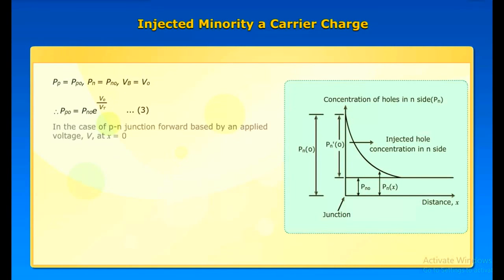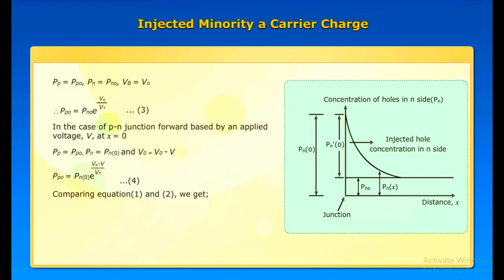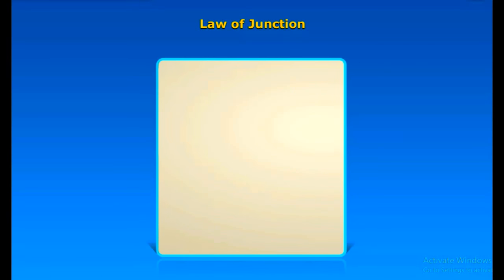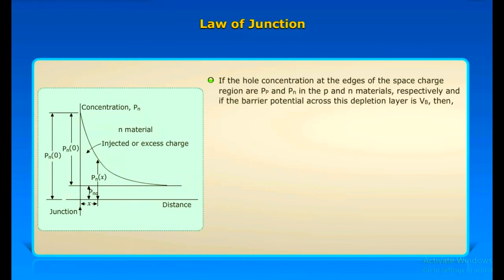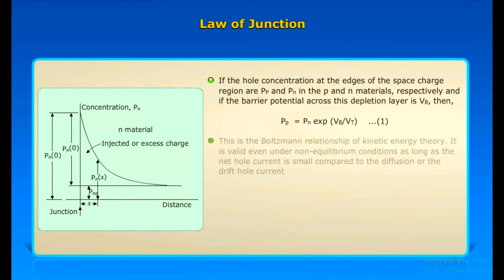According to the Boltzmann relationship of kinetic gas theory, in the case of an open-circuited p-n junction, it is given as, in the case of a p-n junction forward biased by an applied voltage V at x equal to 0. Comparing equations 1 and 2, we get, this boundary condition is the law of the junction. If the hole concentrations at the edges of the space charge region are Pp and Pn in the P and N materials respectively, and if the barrier potential across this depletion layer is Vb, then this is the Boltzmann relationship of kinetic gas theory.